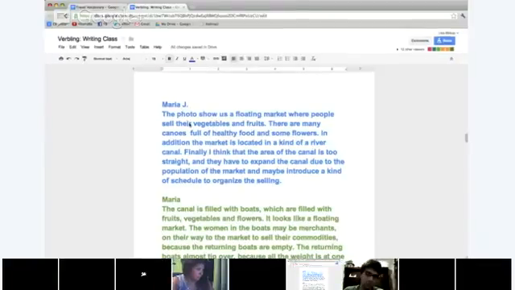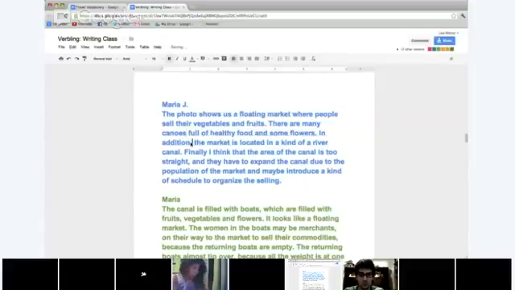Good. Okay. The photo shows us a floating market where people sell their vegetables and fruits. There are many canoes full of healthy food, and some flowers. In addition, the market is located in a kind of a, we just would say canal.